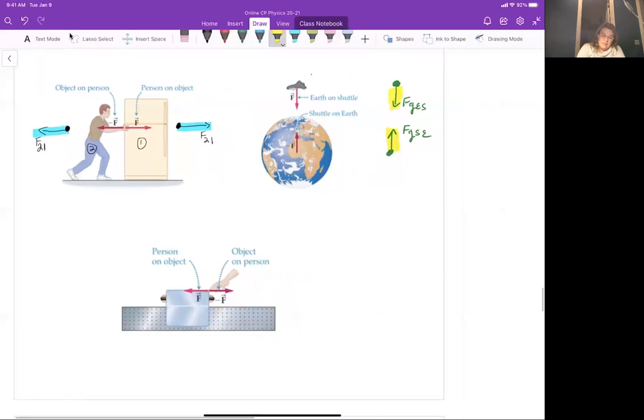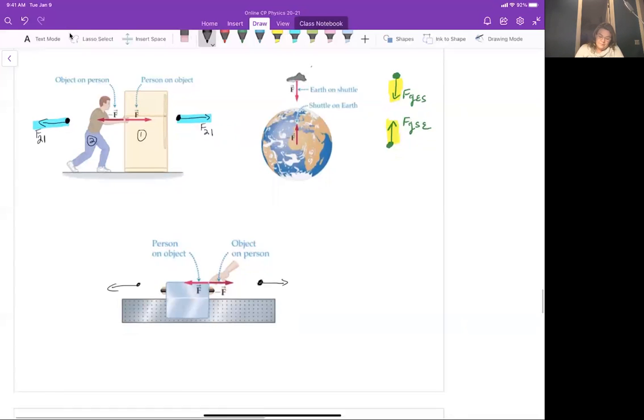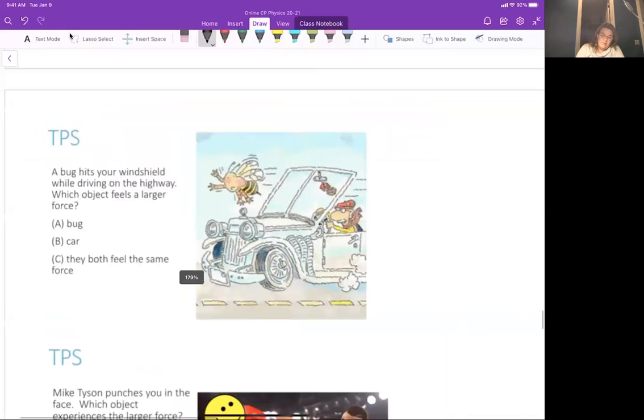I'm not sure exactly what this object is in the third picture, but it almost looks like it's on an air track. But at any rate, there's the force that the person's putting on the object. There's the force that the object's putting back on the person. And I can draw a dot to represent the person's hand, if it will behave. And there is the force on the hand, and here is the force on the object. Okay, so these are some fun pictures.